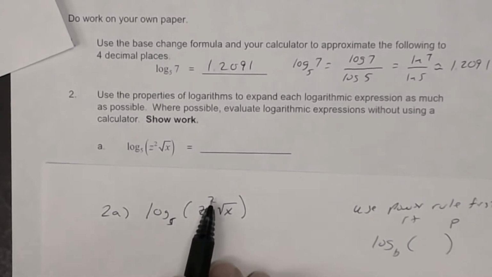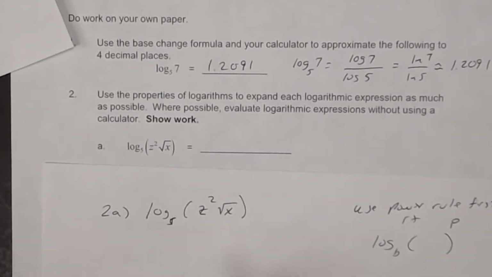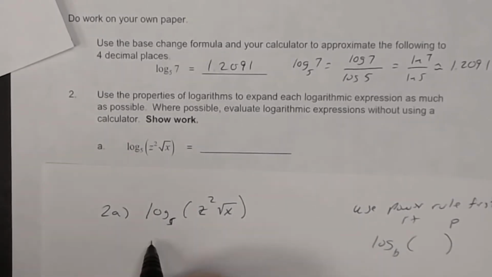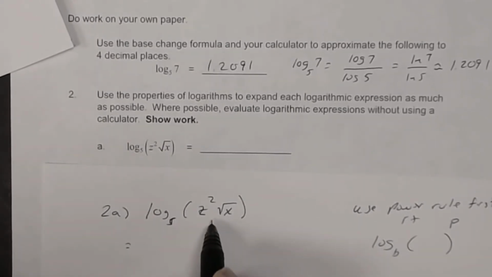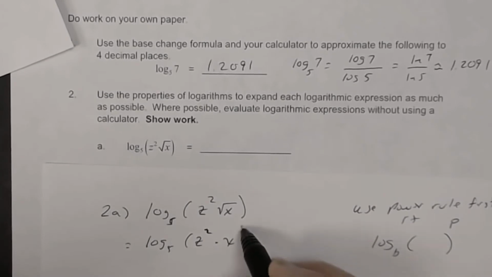If you notice though, at some point you will use the power rule, and at some point you will use the product rule, because this says z squared times the square root of x, and then you're going to use the power rule again because remember the square root of x is x to the 1/2. So what I would do first is change the square root of x to a rational exponent. You don't have to do this first, but it does help you not forget to do it later on. So that's this. Y'all agree?